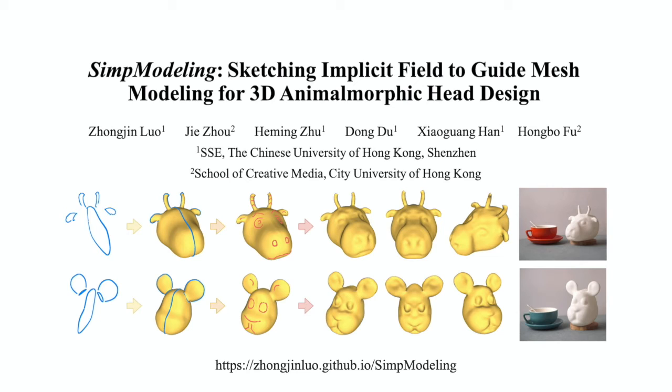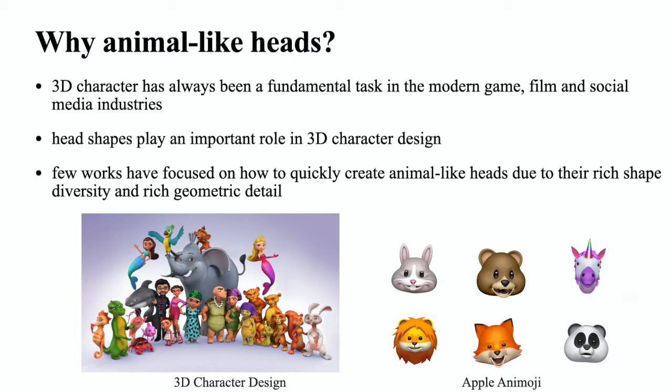We present SimpModeling, a novel sketch-based system for assisting amateur users to create desired animal-morphic heads easily. Creating visually reasonable 3D characters has always been a fundamental task in the modern game, film, and social media industries. Articulated animal-morphic characters, specifically their head shapes, are highly demanded and play an important role in 3D character design.